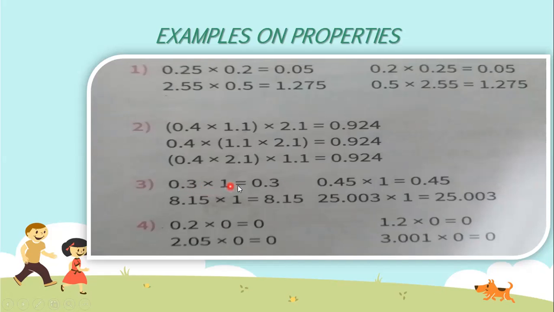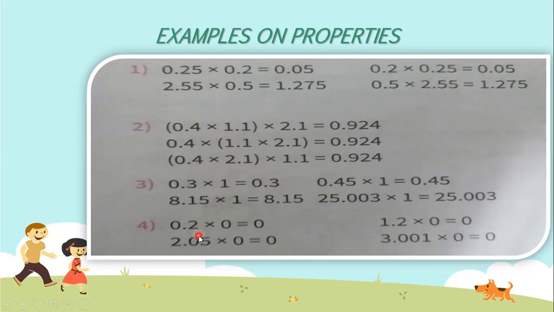0.3, this decimal number you are multiplying with 1. We get the answer as 0.3, the same number itself. 0.45 into 1, we get the number itself, 0.45. 8.15 into 1, 8.15, the number itself. 25.003 into 1, we get 25.003, the number itself.